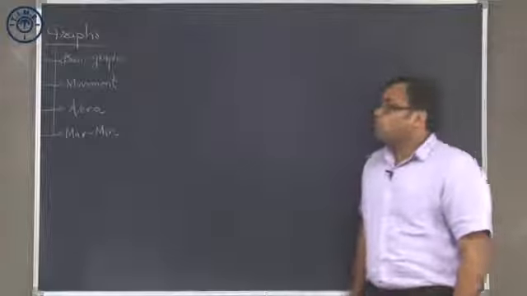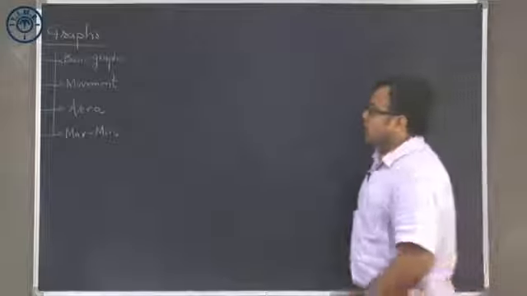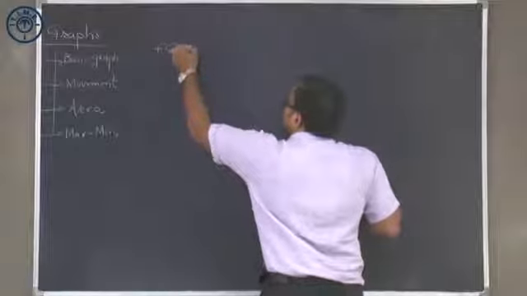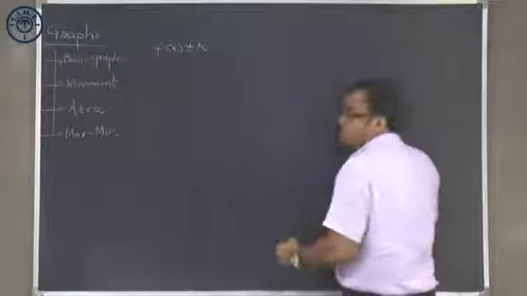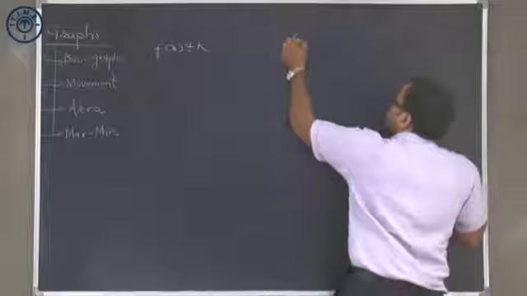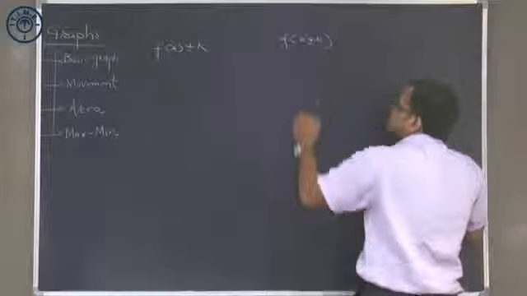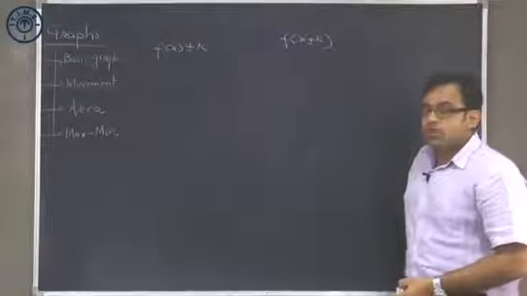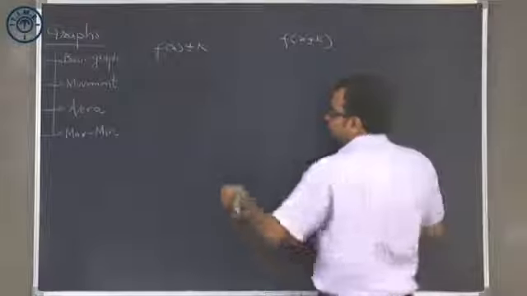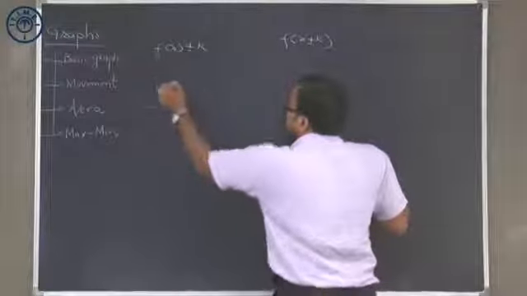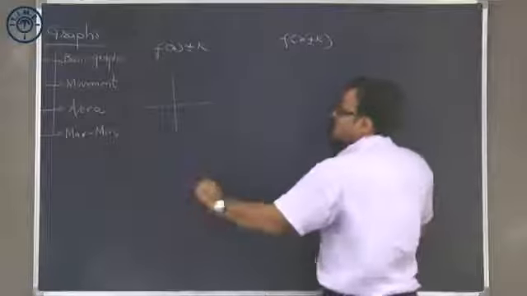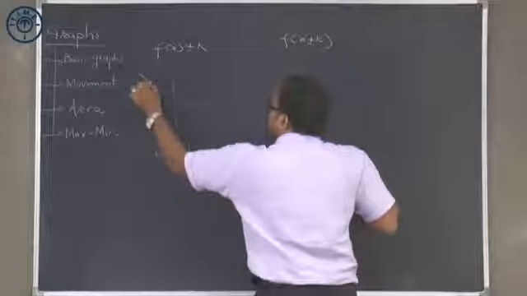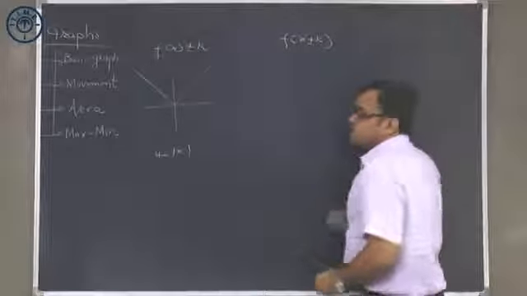Next, we talk about the movement of graphs. If we are looking at the movement of graphs, we could be looking at f of x plus minus k, and we could be looking at f of x plus minus k. As far as the graph of f of x plus minus k is concerned, let's just take a simple example, y is equal to mod of x. So y is equal to mod of x, this is the graph.